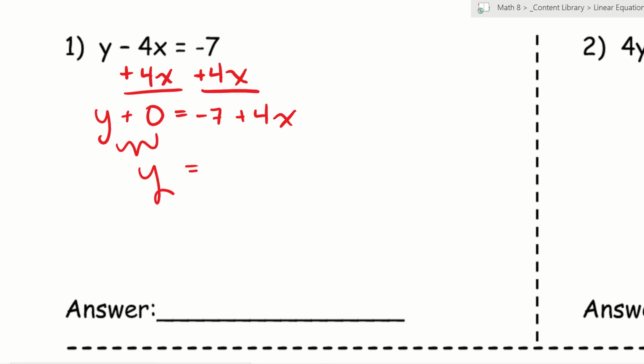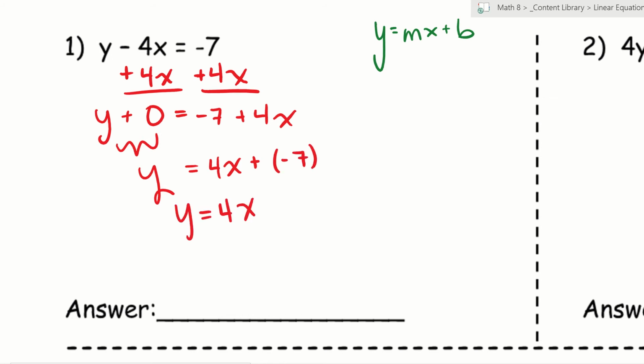But they want y equals mx plus b form. So I can rewrite this using the commutative property of addition. And so y equals 4x minus 7. Okay.